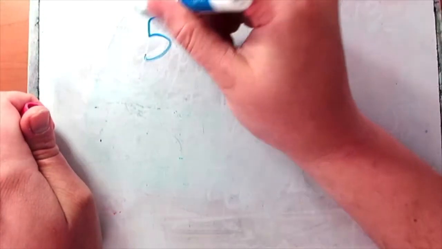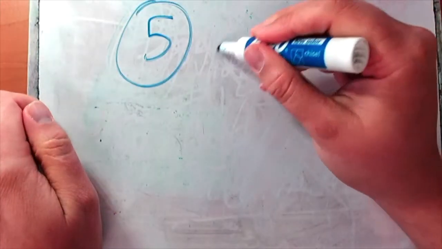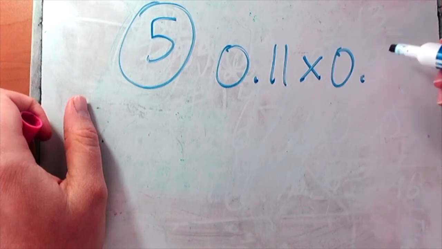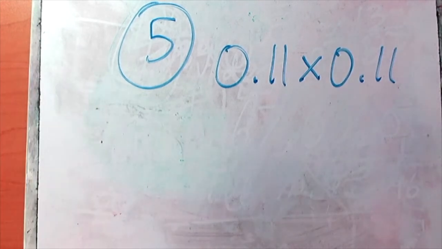All right, question 5. You're taking two numbers and you're multiplying them together. You can do this on your calculator. In fact, that's the easiest way to do that here.